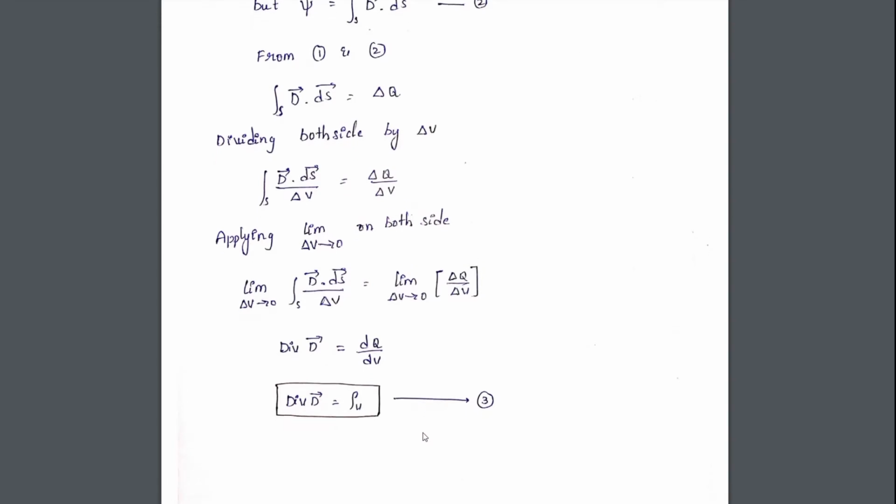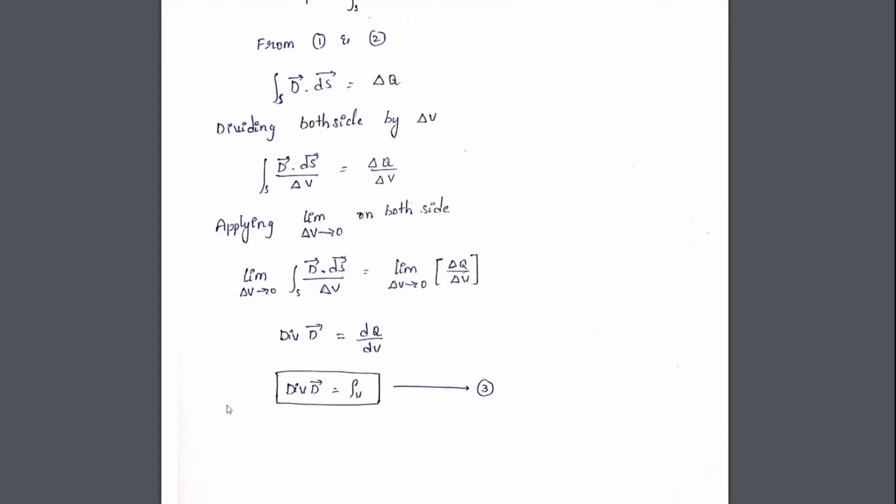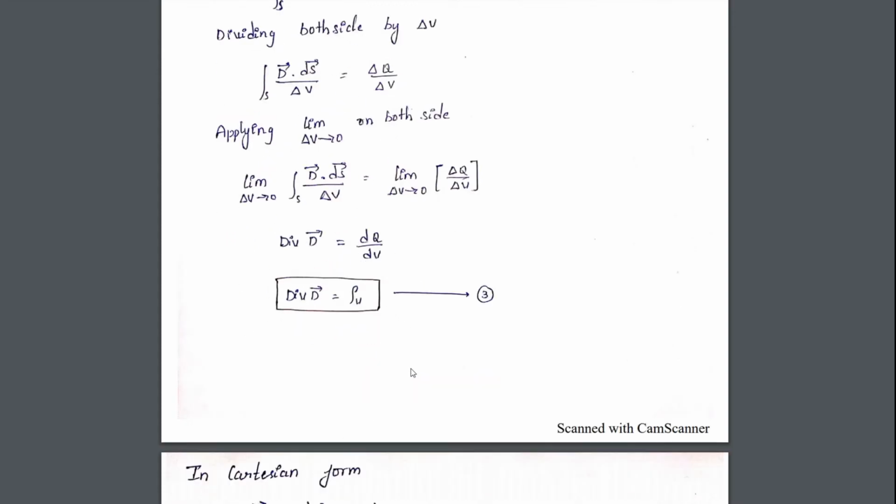Understood? So LHS is flux upon volume, which is divergence of electric flux density D, and delta Q by delta V, if you apply limits as delta V tends to 0, becomes dQ by dV. Then we know charge upon volume is what? It's volume charge density. So we can write it as rho V, as shown in equation 3. So first you need to prove divergence D is always equal to rho V here. Then we need to prove Maxwell's equation now.